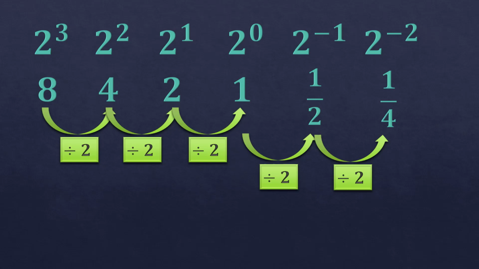When we compare the values of the powers with positive exponents to the values of the powers with negative exponents, we see that the powers with negative exponents are the reciprocals of the powers with positive exponents. Let's see if this works with a different base.